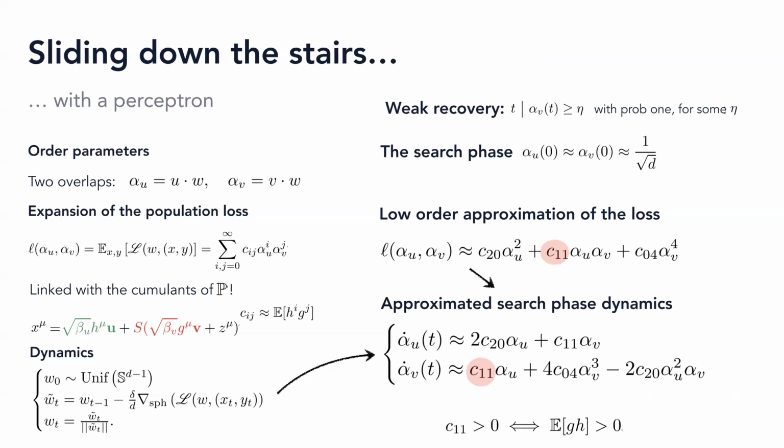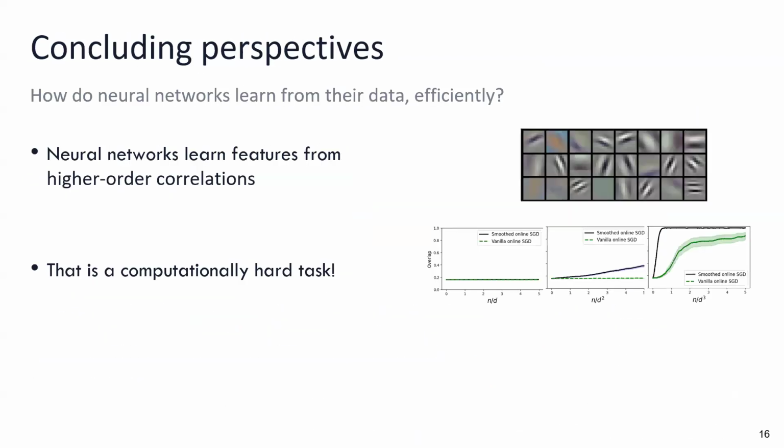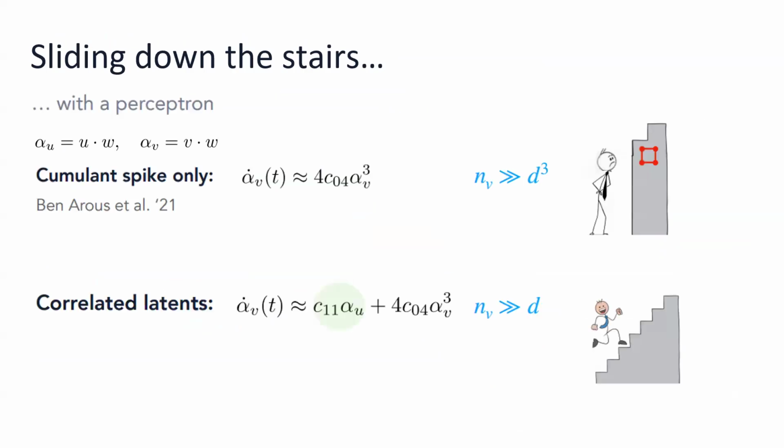And the critical part is that this term in red is absent if the latents are independent, and it's present only if there is a positive correlation. But this term here is exactly what drives learning. So I can then go back to the actual, yeah, okay.